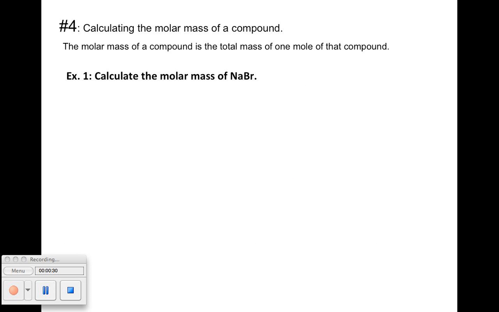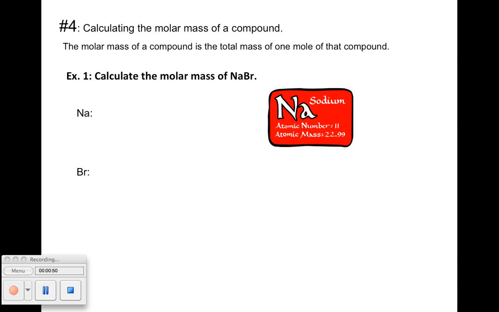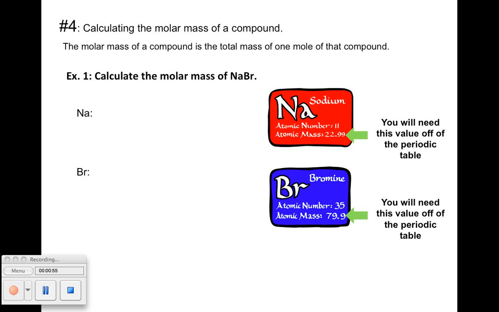The first thing you need to do is figure out what are the elements that are in that compound. So for this compound, the two elements that are in it are Na and Br. The next thing you're going to need to do is determine the mass of just the Na and the mass of just the Br. So you're going to need your periodic table, and you'll need the value for the atomic mass of sodium, as well as the atomic mass of bromine. So let's start this off.